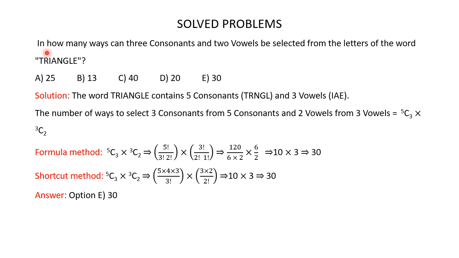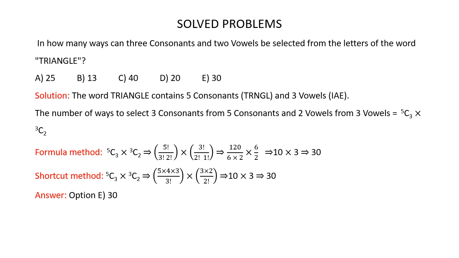In how many ways can 3 consonants and 2 vowels be selected from the letters of the word triangle? Here you are given 5 options and you have to find out which of these options is the correct one. Now the word triangle contains 5 consonants T, R, N, G and L and 3 vowels I, A and E. Now we have to select 3 consonants and 2 vowels.